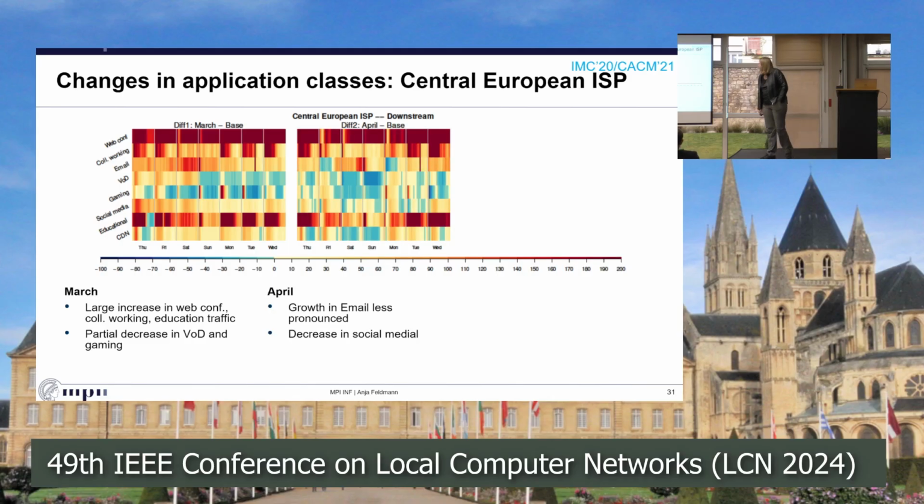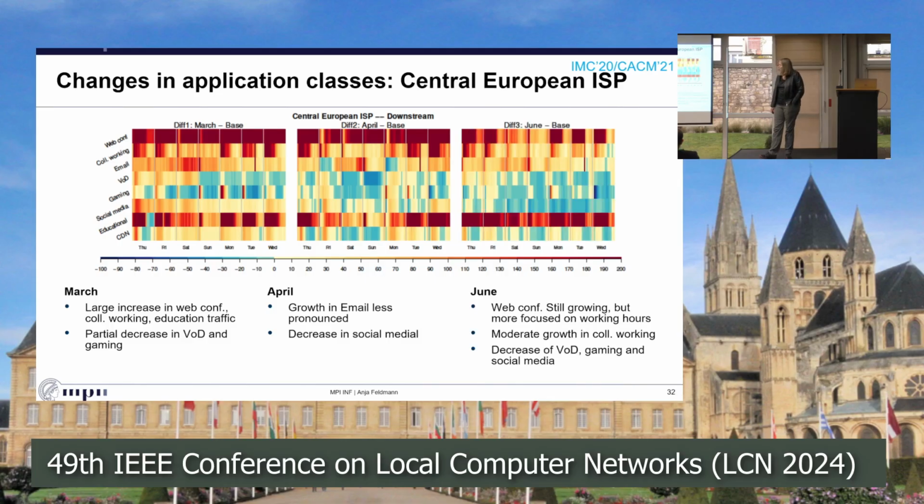In April, growth in email is less pronounced, with somewhat of a decrease in social media. In June, web conferencing is still there. We're still living with it. Still, some of these effects are very much visible.